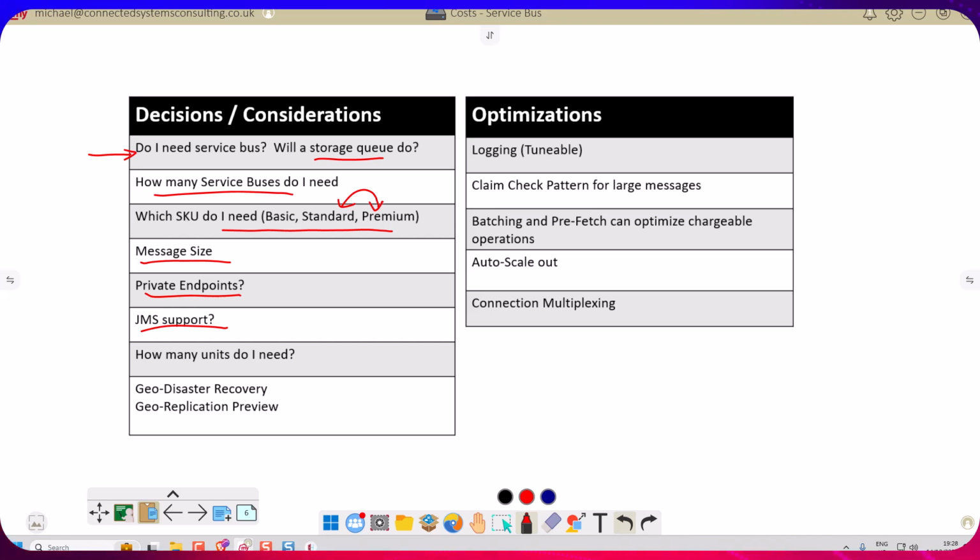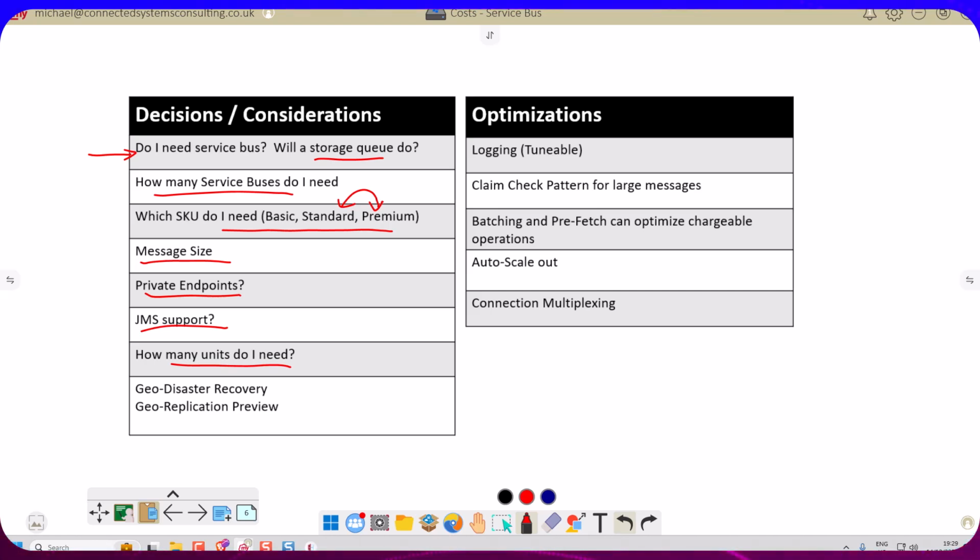I think it's going to be quite awkward. The more integrations and applications you've got connected to Service Bus, the more difficult it would be to change that later on. I think you can probably upgrade to premium, but shifting back down is not going to be something easy to do. Now, assuming you pick premium, the next question you've got is how many units do I need?